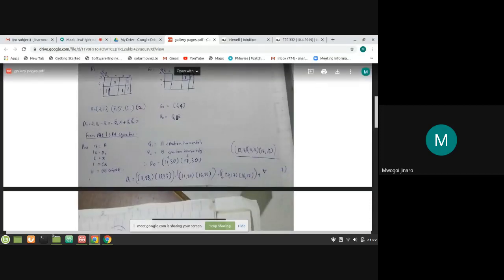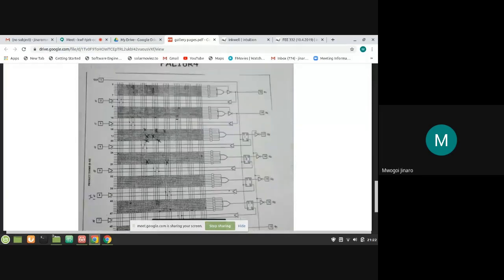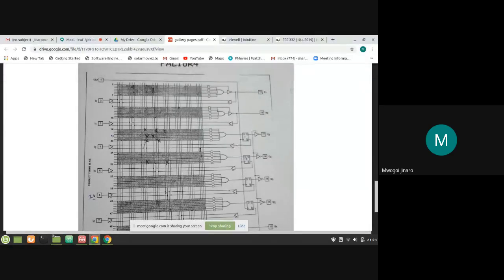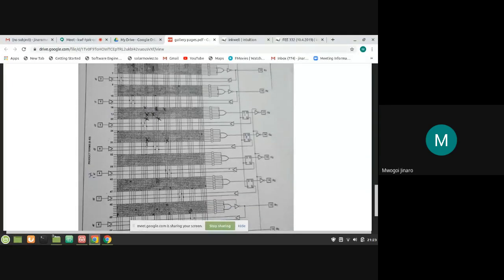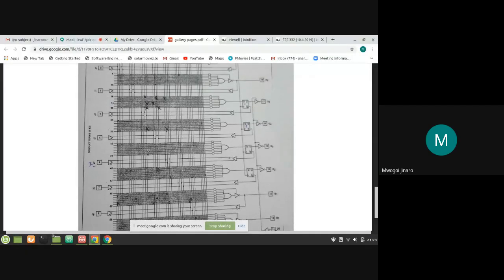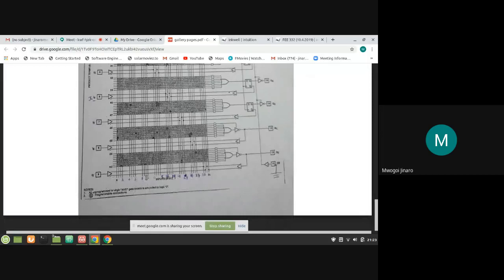Then we're going to find Q1. Q1 is the output from this flip-flop. So we know that since the output is Q, Q1 bar is going to be the bar of bar Q1. So it's going to be this one here. You go look for the position we put in, which is position 11.